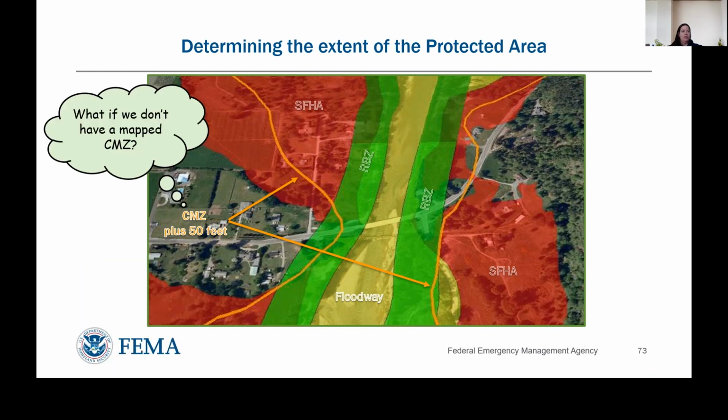So you may be thinking, well, what if we don't have a mapped channel migration zone? We'll get to that in just a moment, but we're going to assume that at this location, we do have a mapped CMZ, so we can work with that as well.